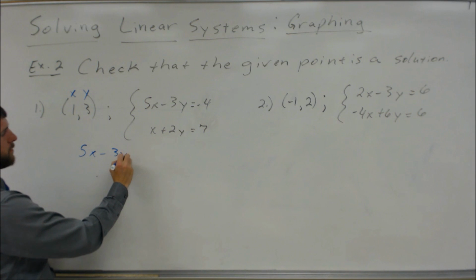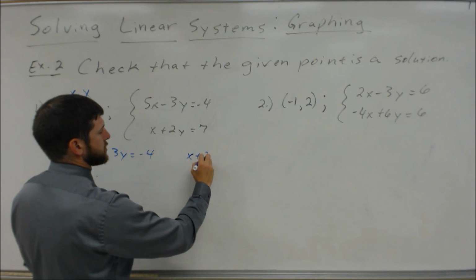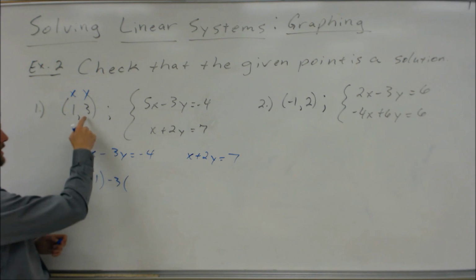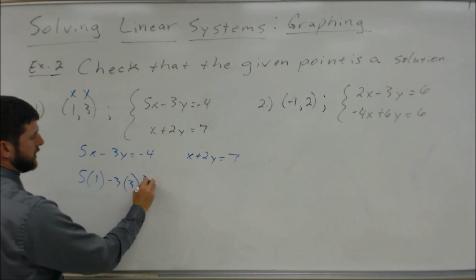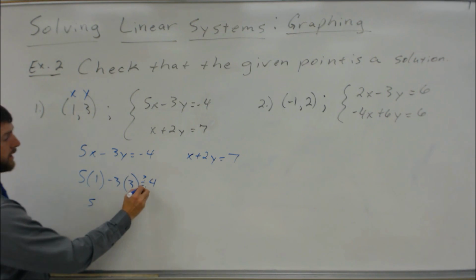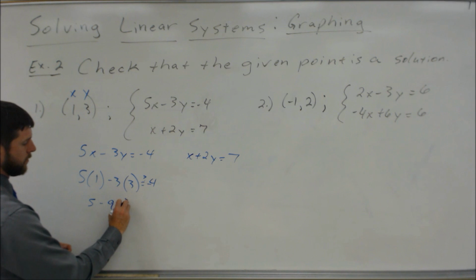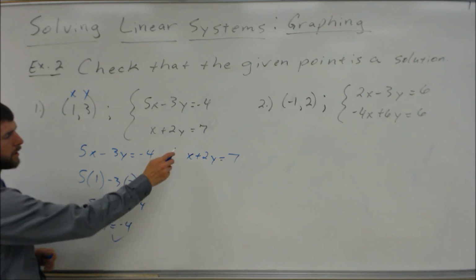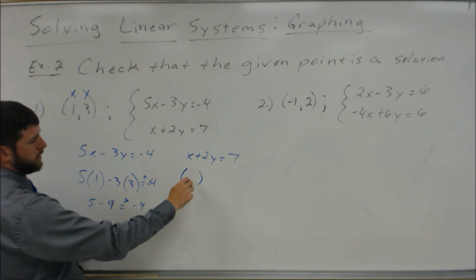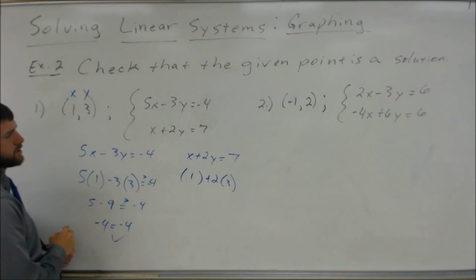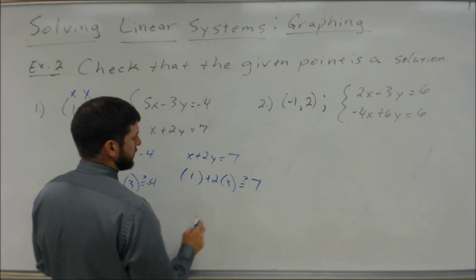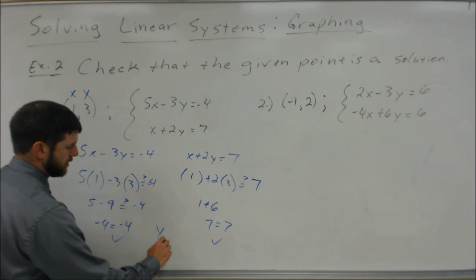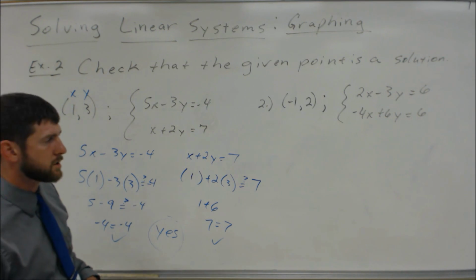So I'm going to take my 5x minus 3y equals -4 equation and my x plus 2y equals 7 equation. It's 5 times the x coordinate 1, minus 3 times the y coordinate 3. Does that equal -4? Is 5 minus 9 equal to -4? Yes, -4 equals -4. Check. This one: the x coordinate, which is 1, plus 2 times the y coordinate, which is 3. Does that equal 7? Yes, 1 plus 6 equals 7. Check. So yes, (1, 3) is a solution to the system.